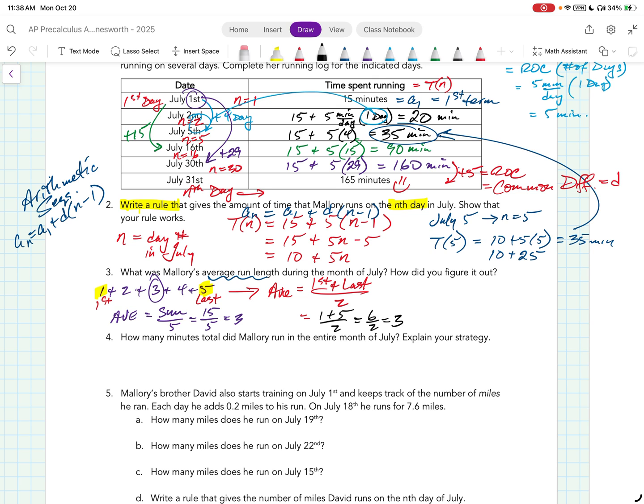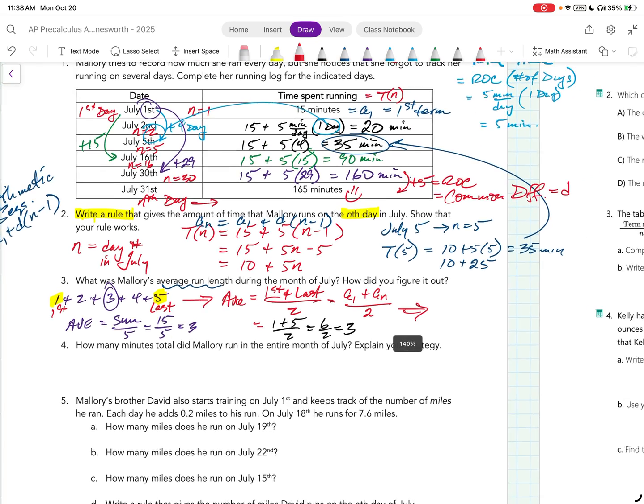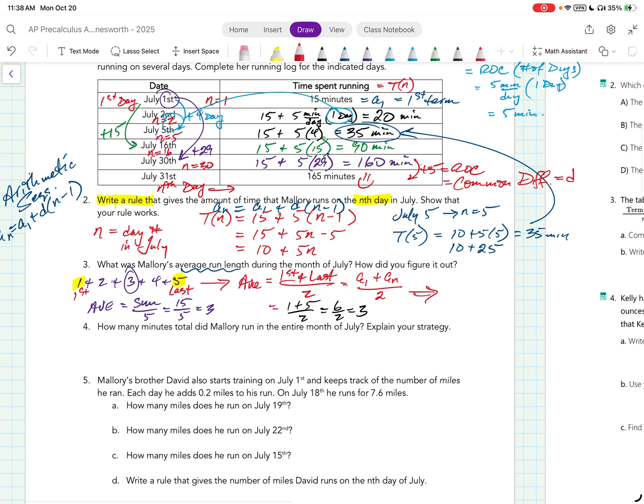So as a formula, as an idea, you could take your first term a sub 1 plus your last one, which is called a sub n in general, divide that by 2, and you'll get your average. So how do we do that for the problem we're working on? Well, we take our first term, 15, so our average is equal to 15, here's your first one, plus your last one, which is 165 minutes, divide that by 2, and it's 180 divided by 2, so we know the average is 90.